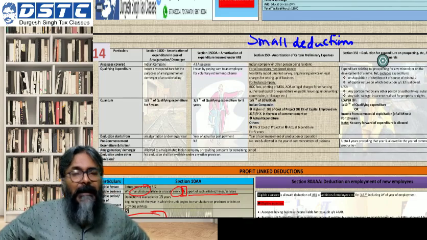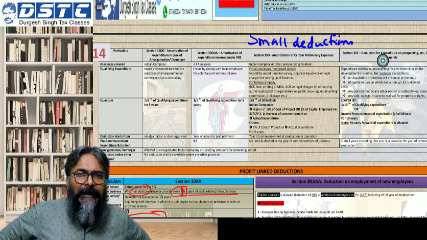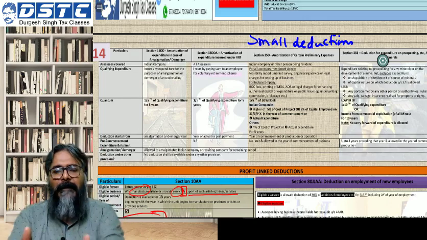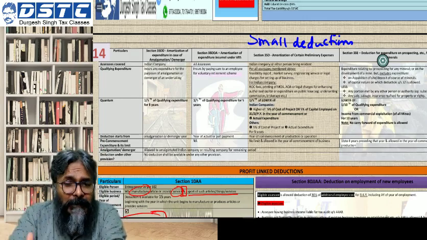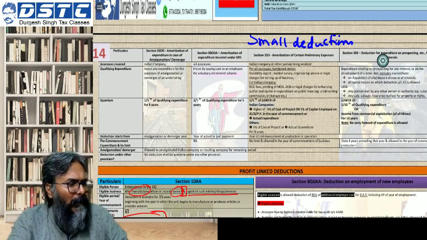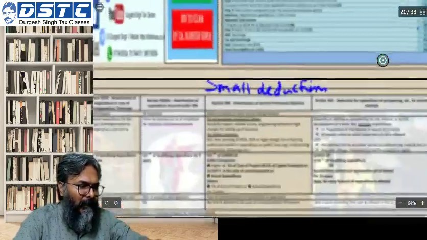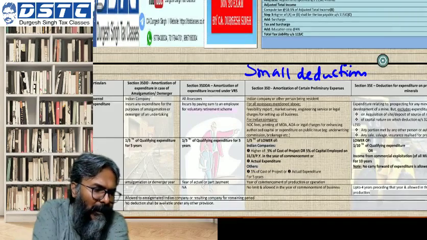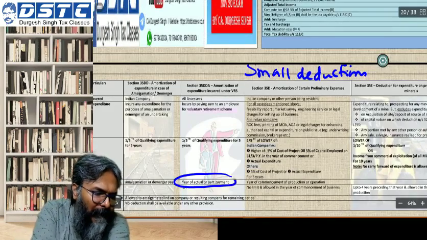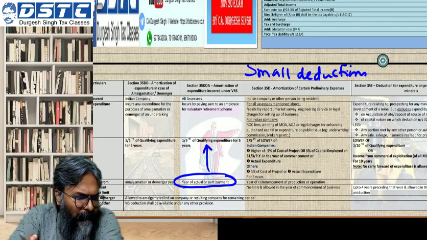Second, students, is about the VRS expenditure. Again, this VRS expenditure deduction you will get in the year in which you have made the payment, and for a period of 5 years. So the deduction will commence only when you make the payment. This is what I'm talking about, section 35DDA. When you have made the payment, the deduction would be only up to 1/5. This is the portion of the deduction.